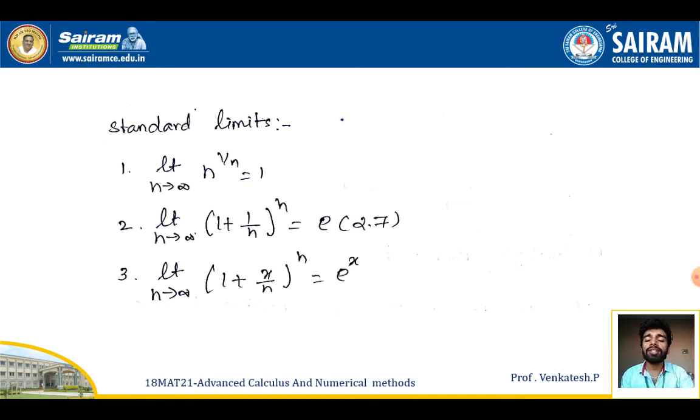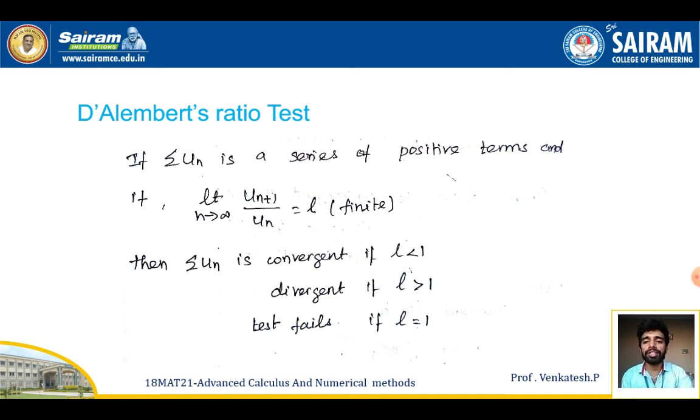Now we will see how to apply D'Alembert's ratio test. If summation un is a series of positive terms, and if the limit as n tends to infinity of un plus 1 by un is equal to L, where L is a finite quantity here also, then the summation un is convergent if L is less than 1. Similarly, if L is greater than 1, we can conclude the summation un is divergent. In the same way, if L is equal to 1, the test fails.